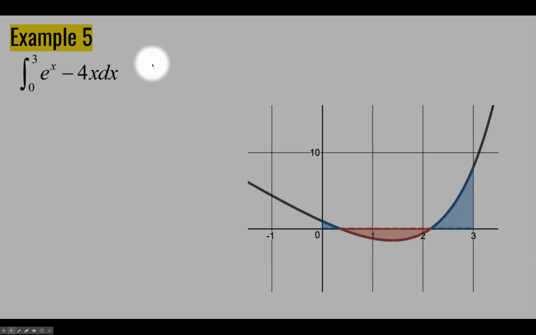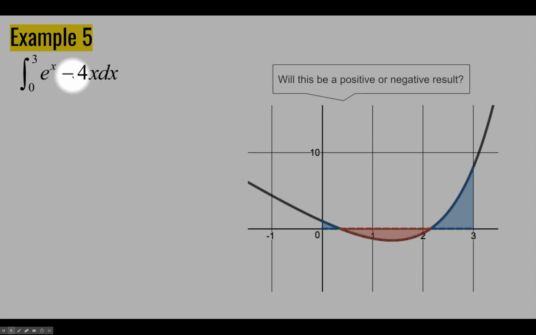So let's take a look at example 5, where we're looking at the integral from 0 to 3 of e to the x minus 4x dx. So we don't have parentheses around e to the x minus 4x, but they're implied. This dx tells me that I'm taking the antiderivative with respect to x of this entire function that's to the left of the dx symbol. And I have two functions here. I have an e to the x, and I have a negative 4x. So that means I can do these separately from each other, right?